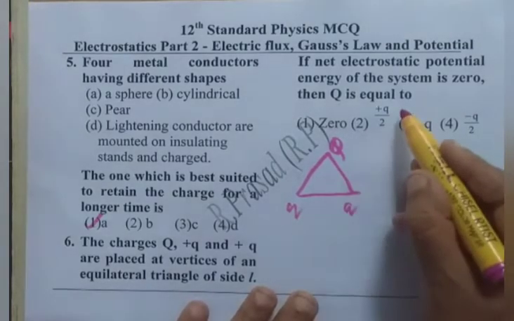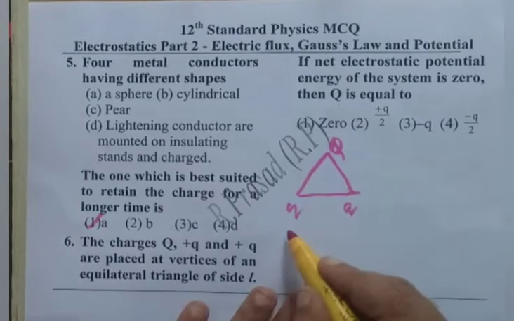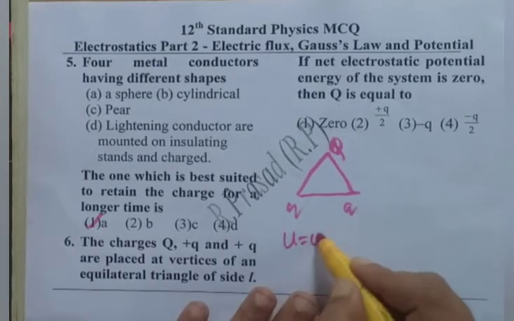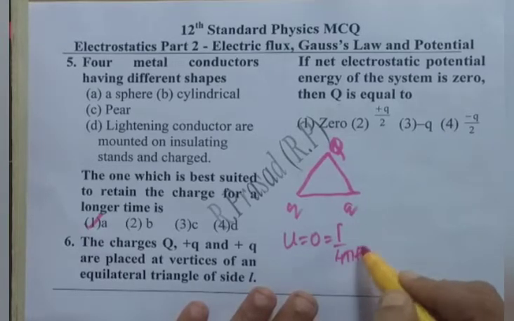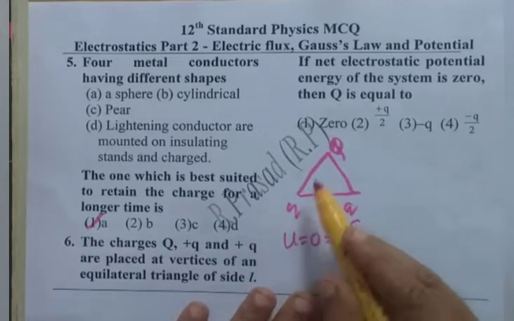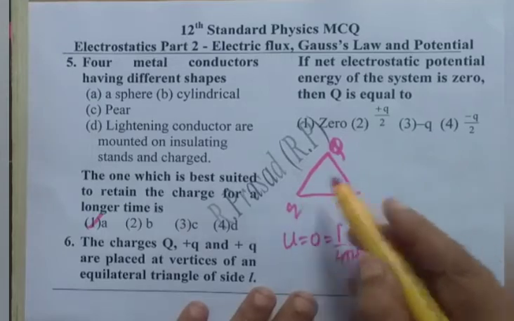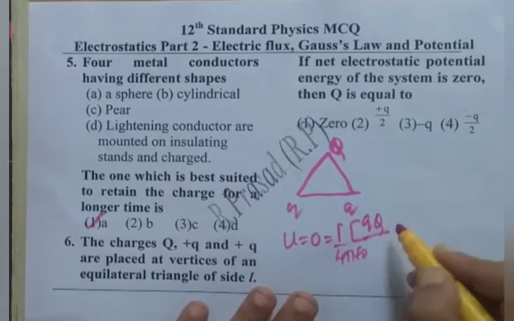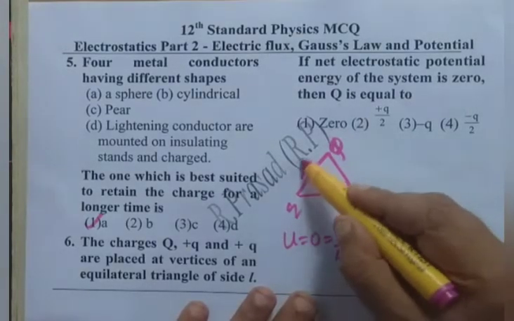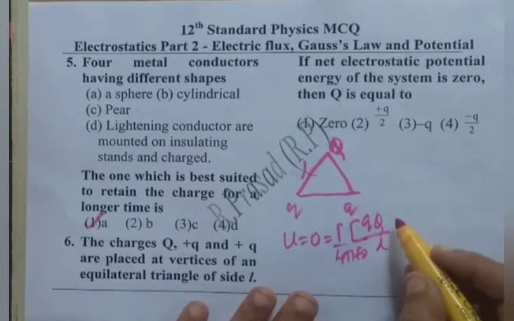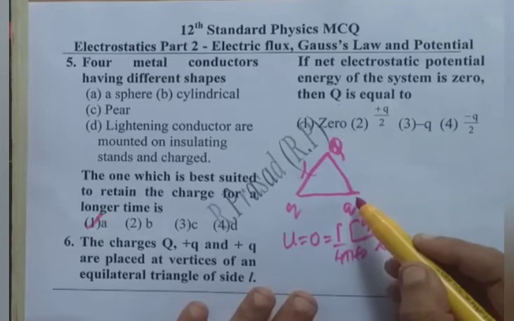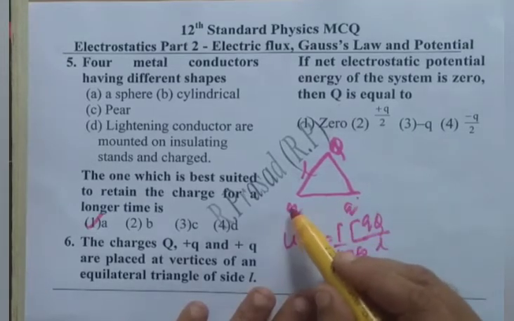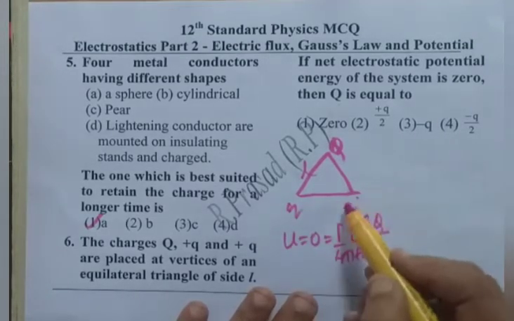The potential energy of the system, which is equal to 0, we write 1 by 4 pi epsilon naught comes out. First we imagine two charges taken. We write the potential energy QQ by L, where I take L as the side. And then once we bring the third charge, we have to write two pairs of terms there, Q with Q and Q with Q.